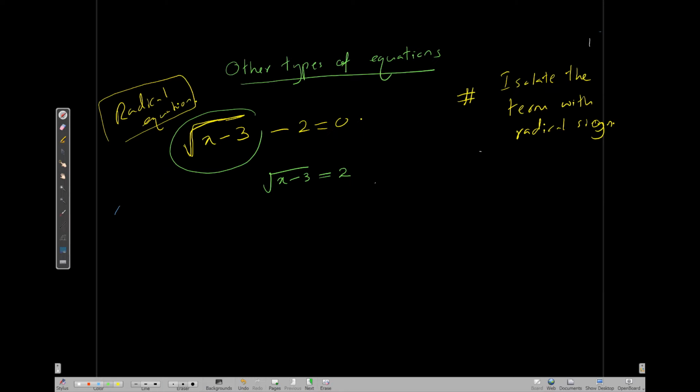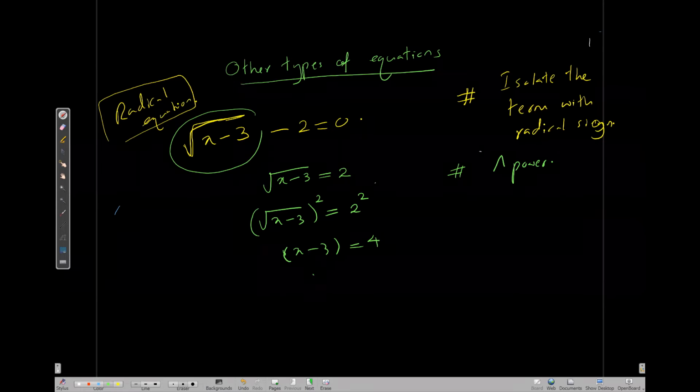Now the next step that you need to do is raise to the required power in order to get rid of the radical sign. Now in this case it's just a square root, so I need to raise it to the second power. When I do that to my left hand side, I must do it to the right hand side. So I get x minus 3 equals 4 and x equals 7. Simple as that. Now you have to be careful.